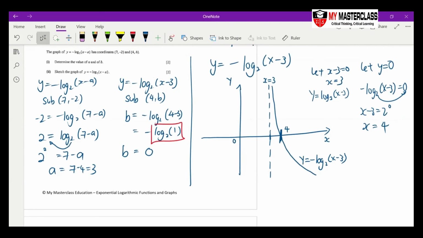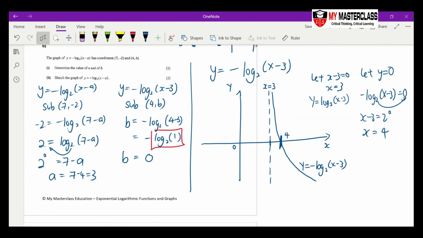For the sketching part, I'm sure after today you are good already. But it's whether you can remember it for your prelim or your O level. So put this somewhere in your room where you can see it, look at it as days go by, and then you will remember. Don't just throw it away.